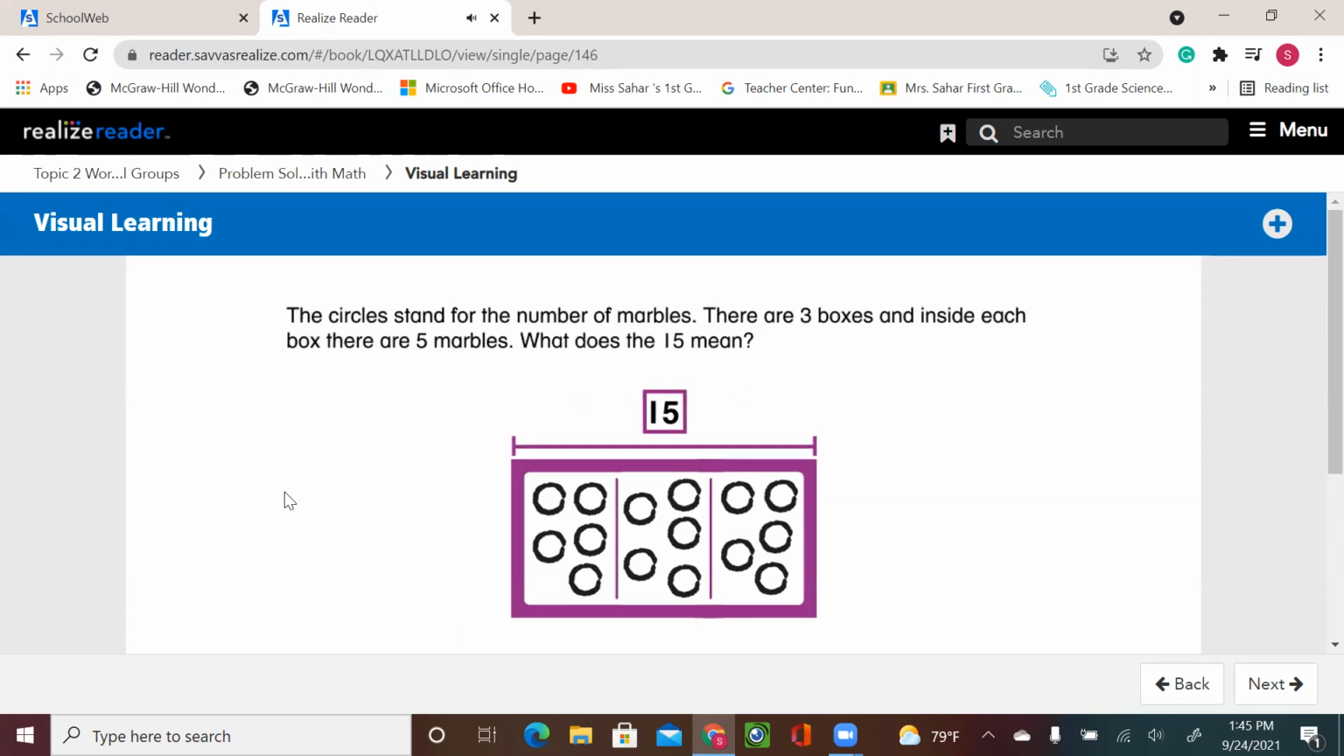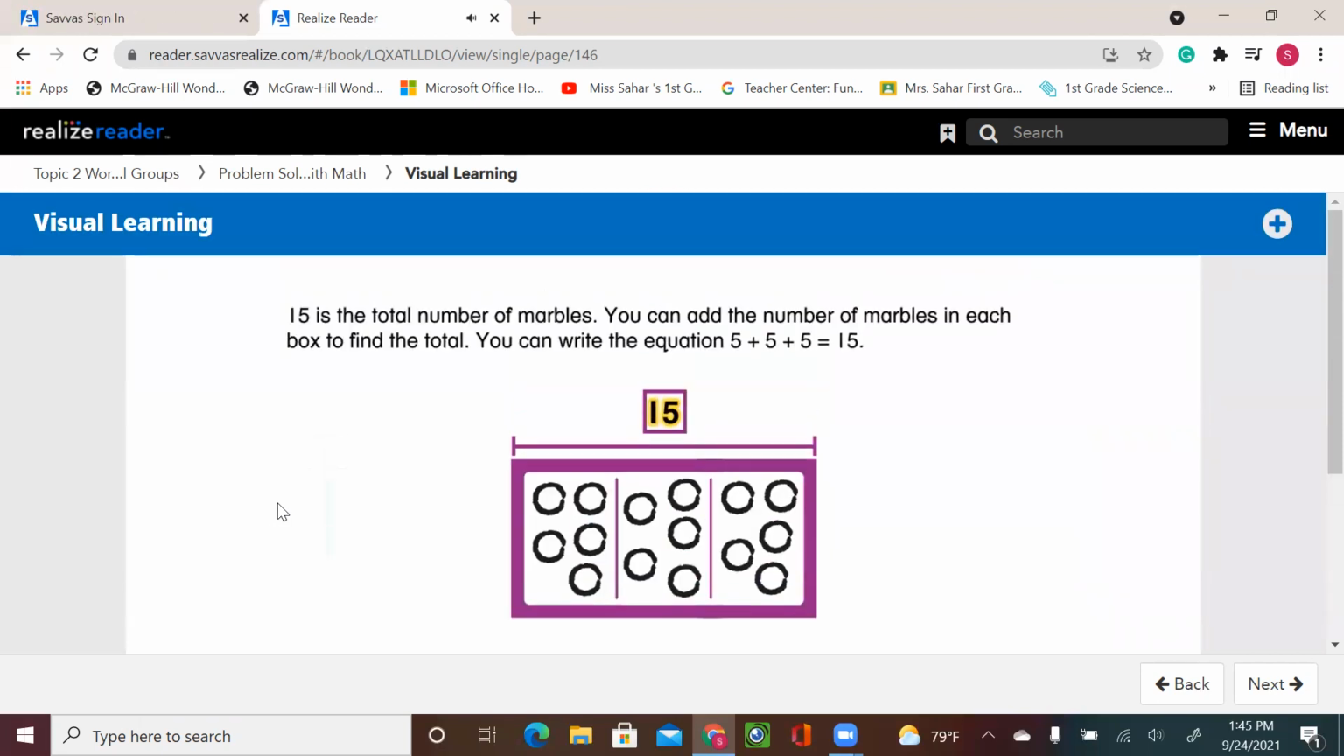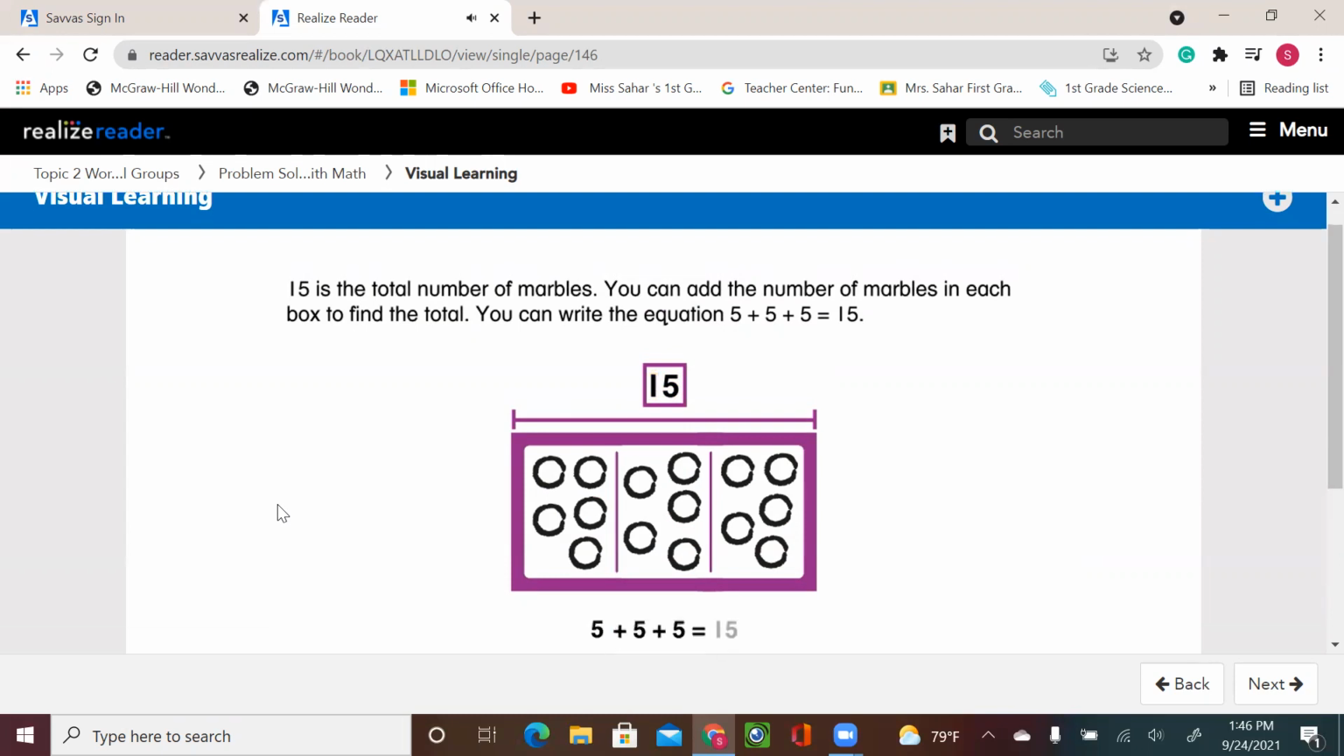The circles stand for the number of marbles. There are 3 boxes, and inside each box there are 5 marbles. What does the 15 mean? 15 is the total for the 3 rows or the 3 boxes. 15 is the total number of marbles. You can add the number of marbles in each box to find the total. You can write the equation 5 plus 5 plus 5 equals 15.